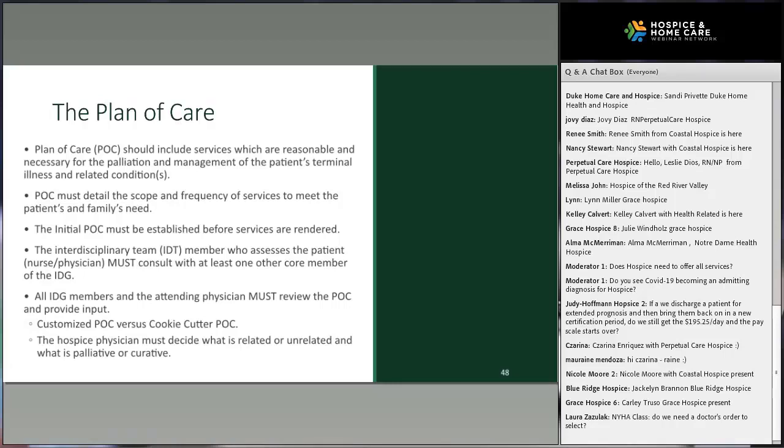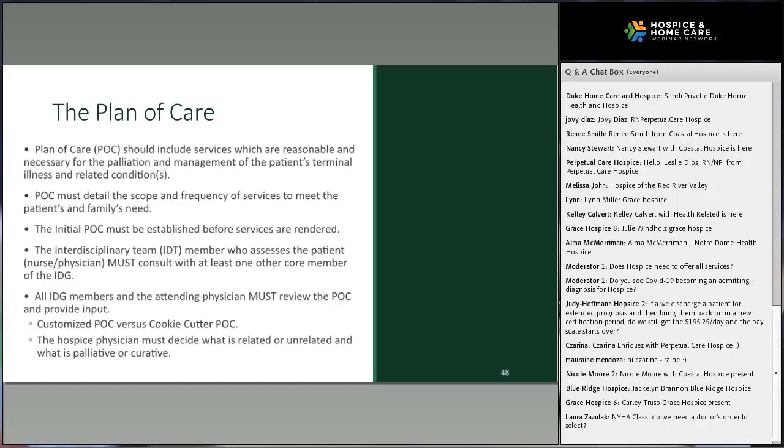And the interdisciplinary team member who assesses the patient must consult with at least one other quorum member of the IDG about this plan of care, as I mentioned. Remember, this is not a one-man show, and I think that's my 4th time saying that. Hospice is not a one-man show. Whoever is conducting that initial assessment must consult with somebody else so that we are making sure we get a broad spectrum picture. All IDG members and the attending physician must review the plan of care.